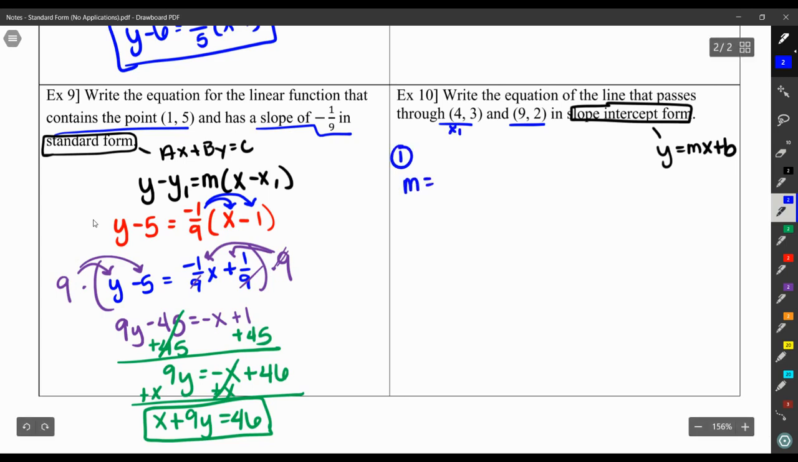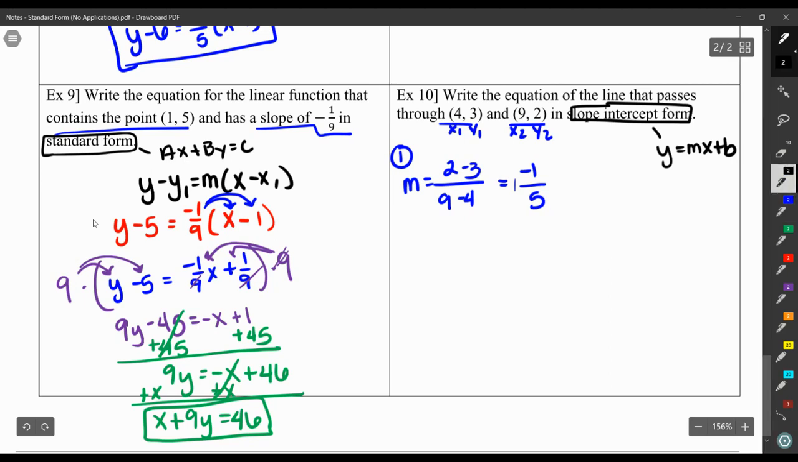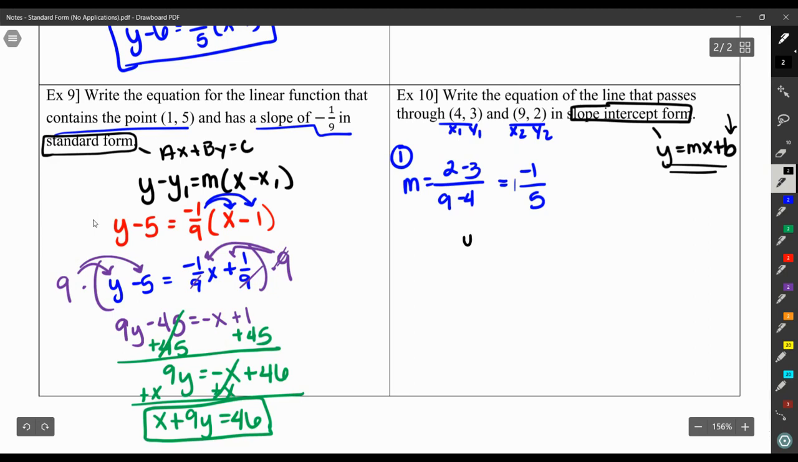So this is x1, y1, x2, y2. 2 minus 3 over 9 minus 4 equals 2 minus 3 makes negative 1, 9 minus 4 makes 5. So my slope is going to be a negative 1/5. So now we have just two random points. So I can't jump straight into slope-intercept because I'm missing my b. So we're going to have to start in point-slope, since all I have is a random point.